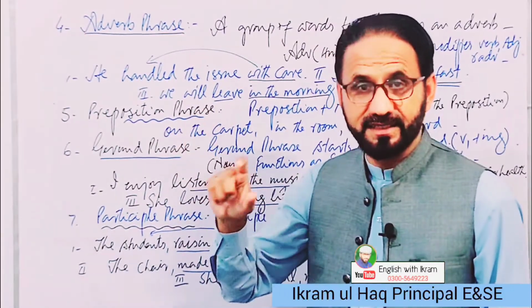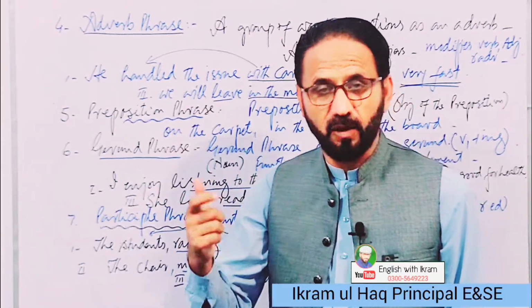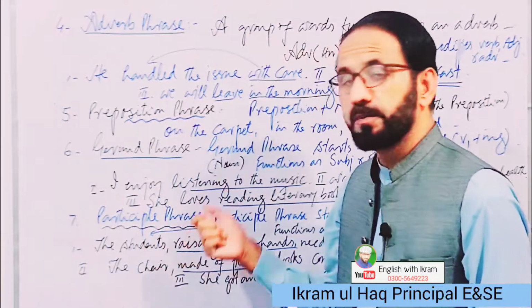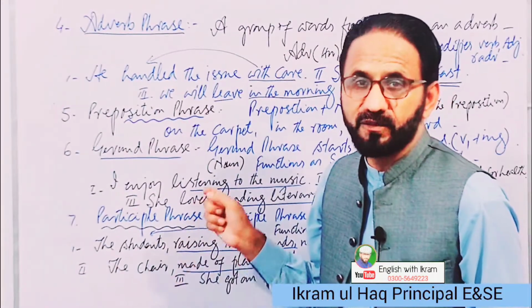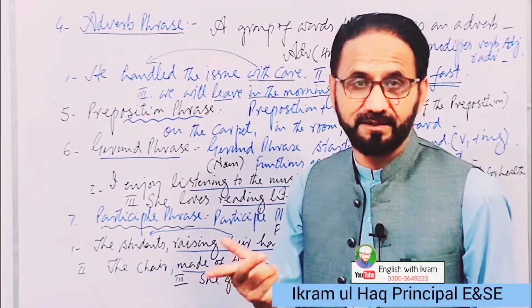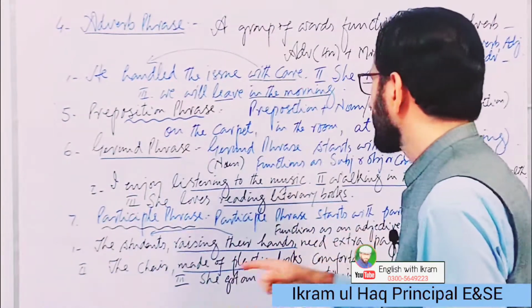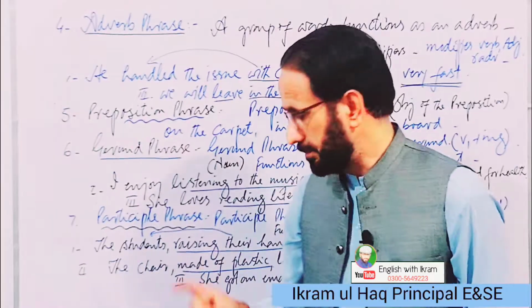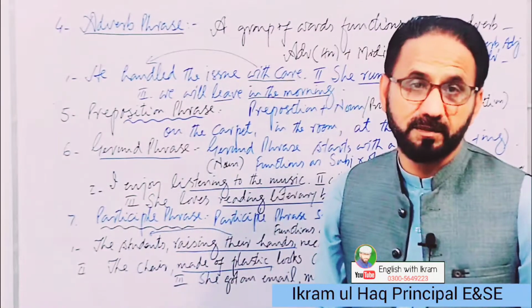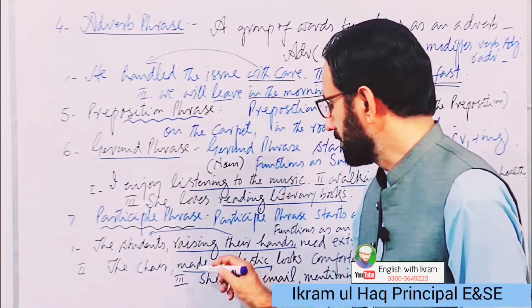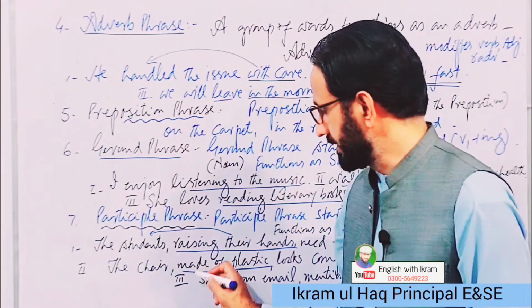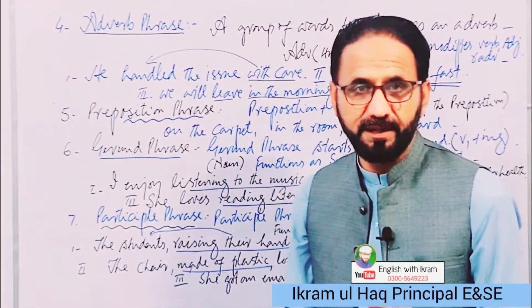Gerund phrase acts as a noun, as a subject, as an object or complement of the sentence. But here, participle phrase is functioning as an adjective. It modifies a noun. Another example: the chair made of plastic looks comfortable. The chair made of plastic. This is a participle phrase. Made is a participle.